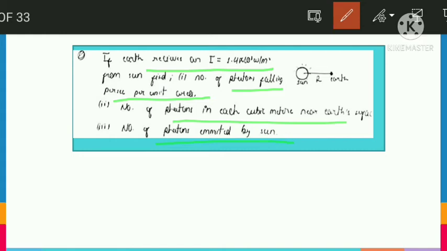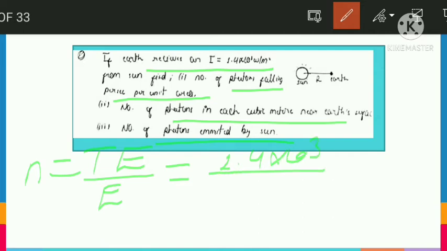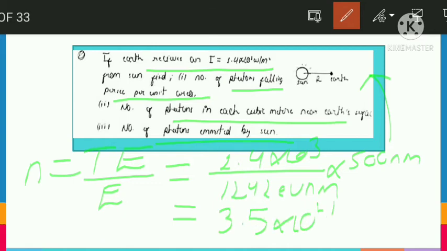For this we can write N equals total energy falling per unit area per unit second upon energy of each photon. The total energy falling per unit area per unit second is 1.4 into 10 to the power 3, and the energy of each photon is 1242 electron volt nanometer upon 500 nanometer, that is hc by lambda. Actually I had missed this data: lambda will be 500 nanometer. Calculating this, we get a value of 3.5 into 10 to the power 21. This is our first answer. So we can move to the next part.